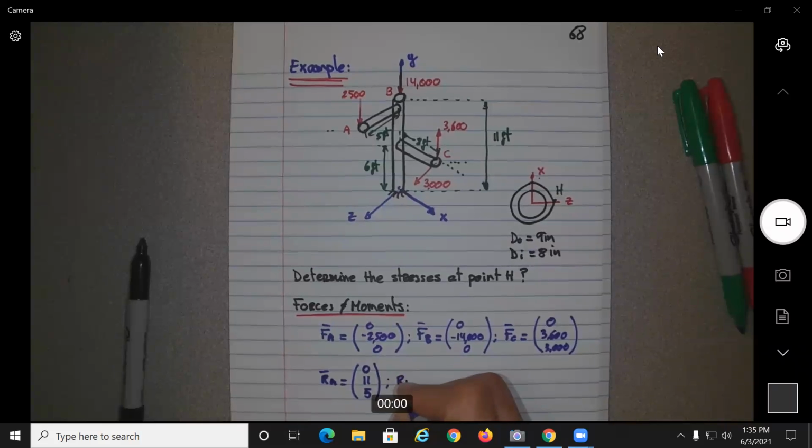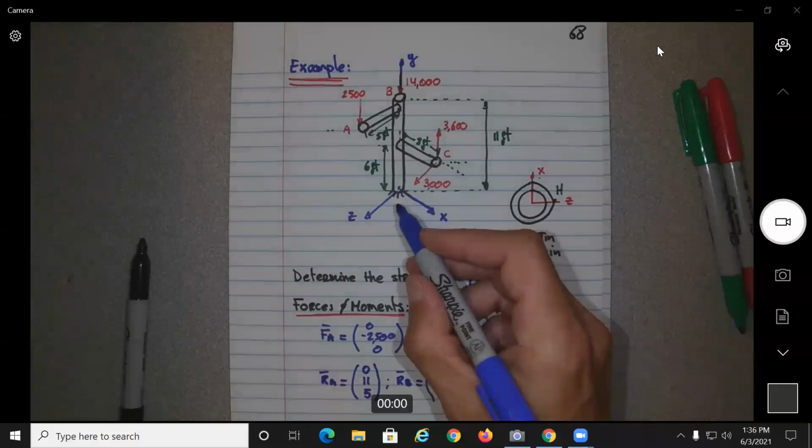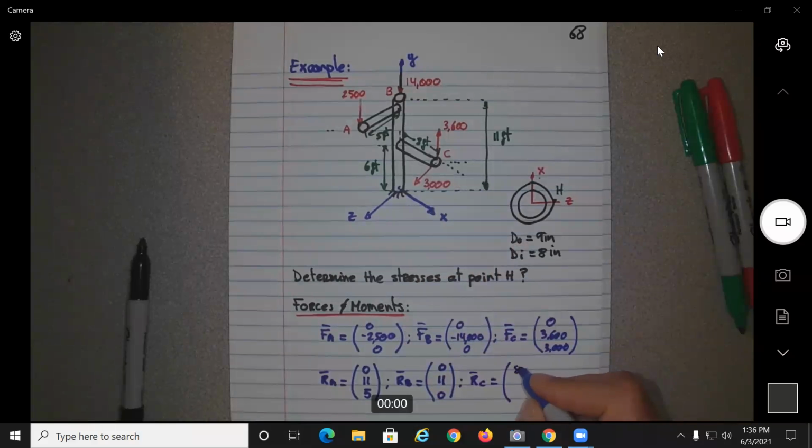Okay, similarly, we do point B. So R of B will be 0, 11, and 0. And R of C will be, so this time the X will be 8, the Y will be 6, and the Z will be 0.